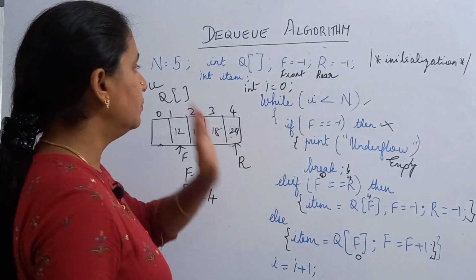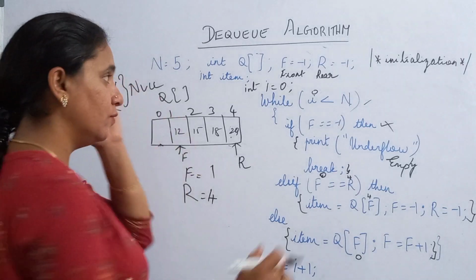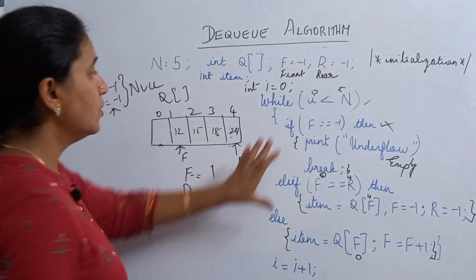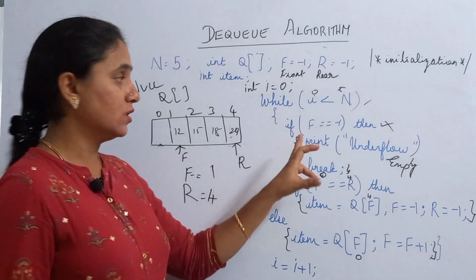Initially let i value be 0. Okay, 0 is less than 5, so this condition is true. So it is going to check all the conditions. Now it will come to this if condition.